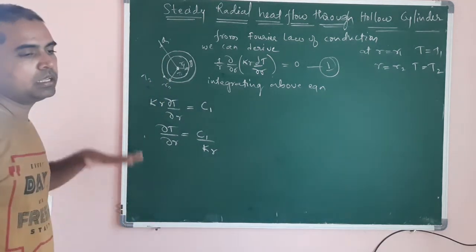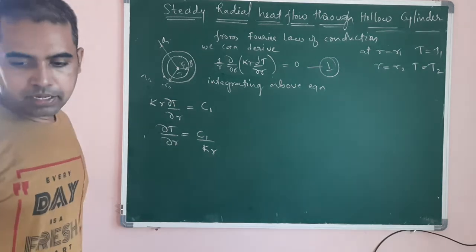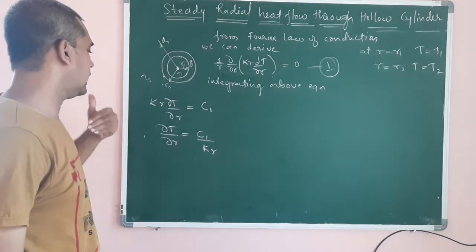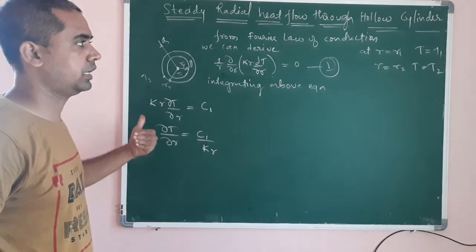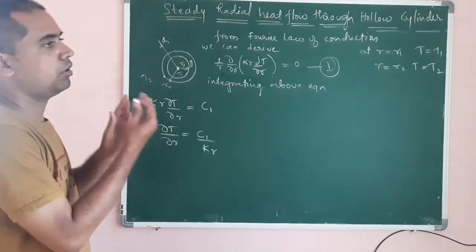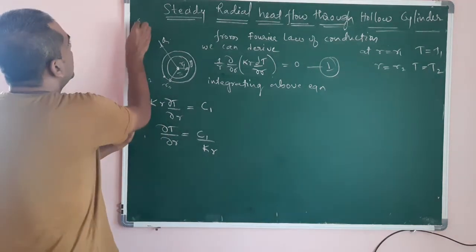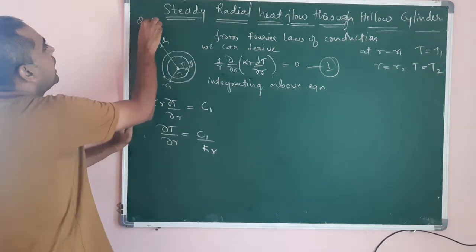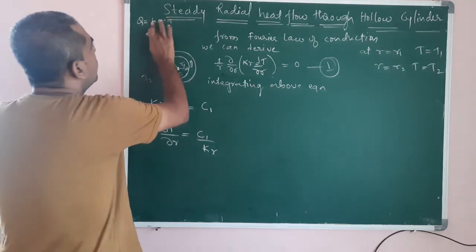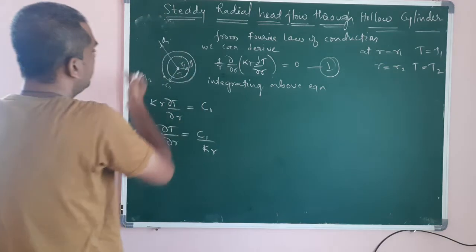If I calculate C1 and C2, I will calculate heat transfer Q in a hollow cylinder. What is it in a plane wall? Heat transfer Q is equal to, in a plane wall, kA delta T divided by L. For a plane wall it is this. What will it be for a hollow cylinder? That we will calculate now.